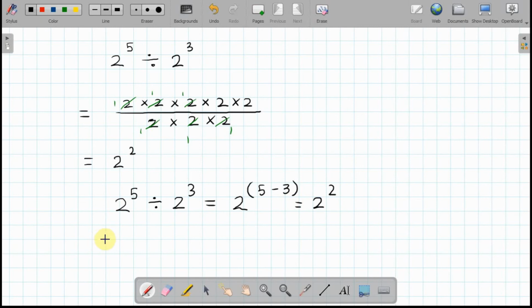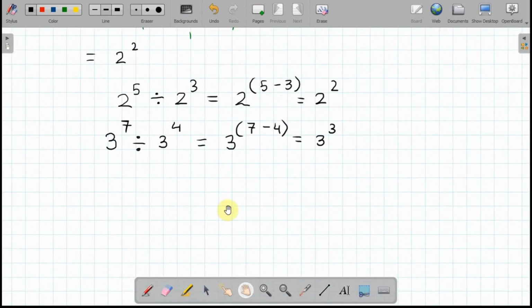Let's try another example. 3 to the power 7 divided by 3 to the power 4. Bases are the same, so we're going to go ahead and subtract the powers. 3 to the power 7 minus 4, that's 3 to the power 3. Okay, that's the answer in index form. We're going to choose some letters now.